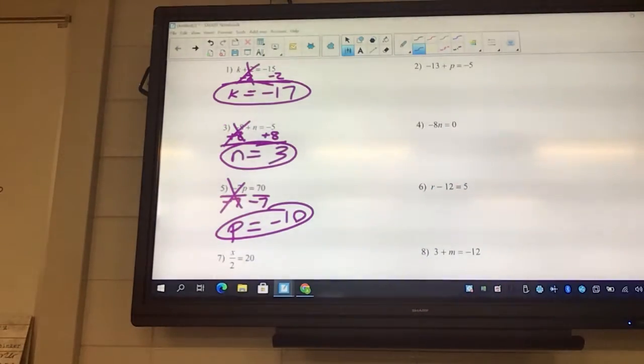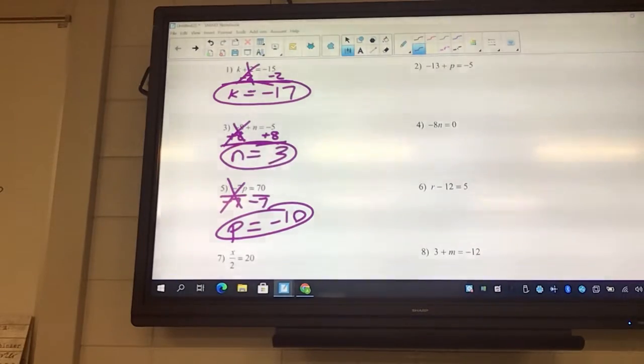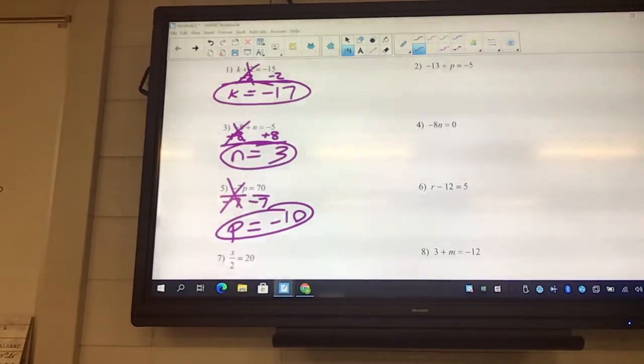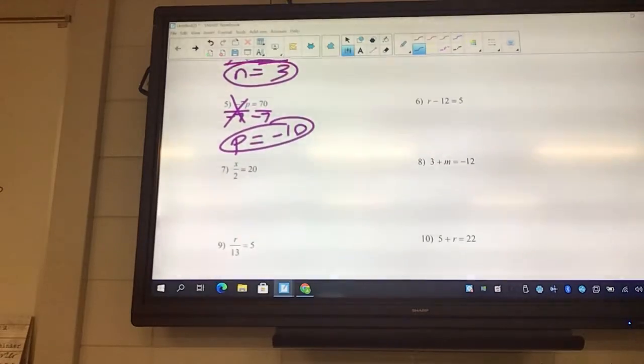But I will say, make sure you use your calculator. Not hating on your math or nothing, but when you start adding and subtracting with positives and negatives, it's just better.